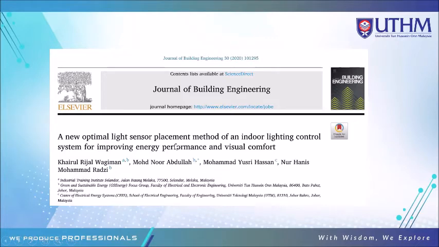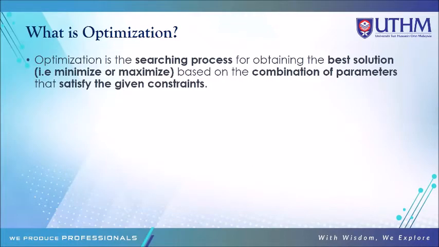We apply particle swarm optimization to determine the optimal light sensor placement in a commercial building, in order to minimize the energy consumption and maximize the visual comfort. This is the real problem, and then we can apply particle swarm optimization. So let me share about what is optimization. Basically, what is optimization?